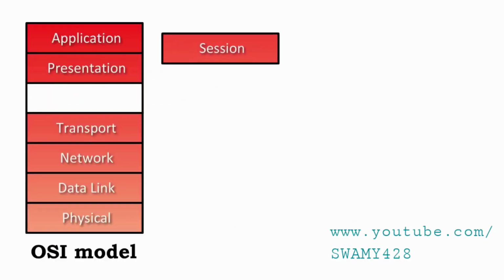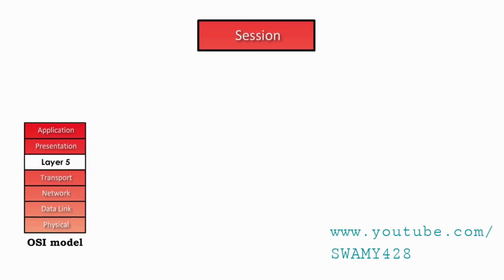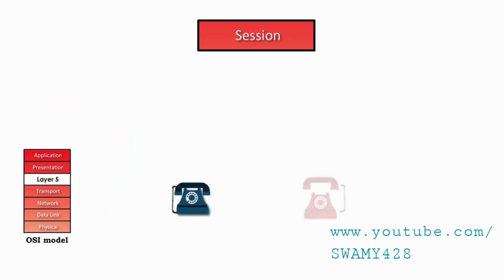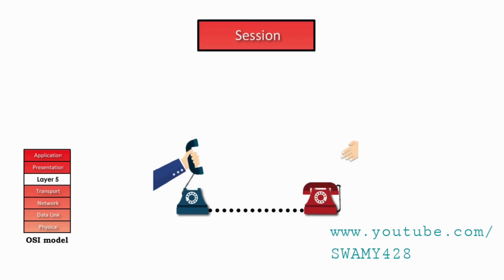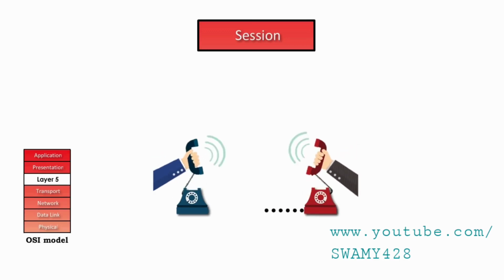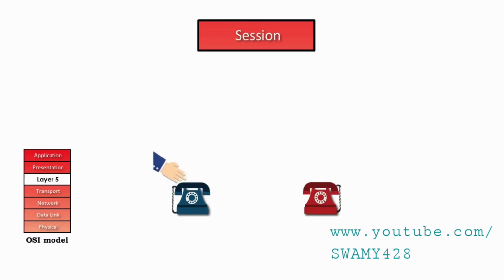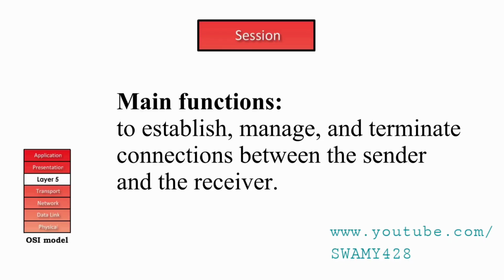Layer 5, session layer. The best example to explain this layer is a telephone call, in which first you establish the connection, then start a conversation, and then terminate the session. Thus, the major function of this layer is simply to establish, manage, and terminate the connection between the sender and the receiver. Without this layer, the data would not go any further.